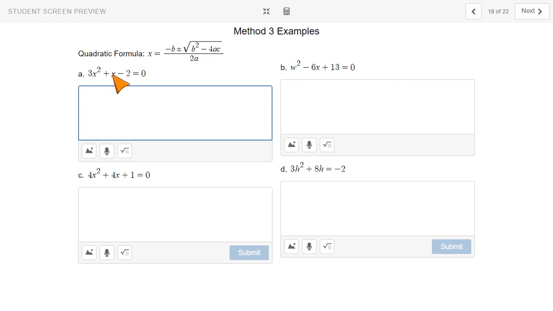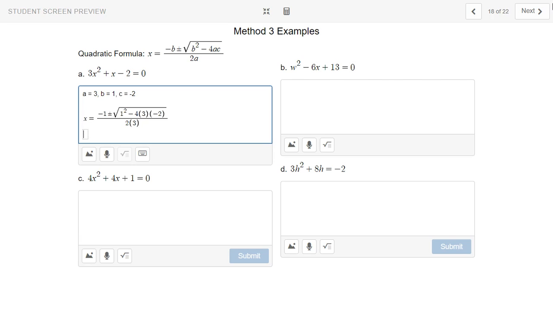So 3x squared plus x minus 2. I have a is 3, b is 1, c is equal to negative 2. Let's substitute this into our equation. Negative 1 plus or minus the square root of 1 squared minus 4 times 3 times negative 2, all of it divided by 2 times 3.